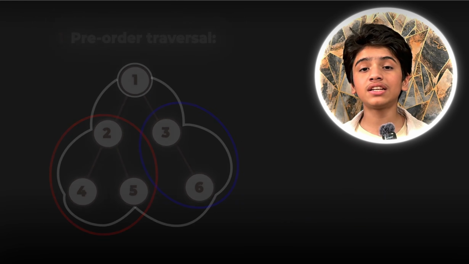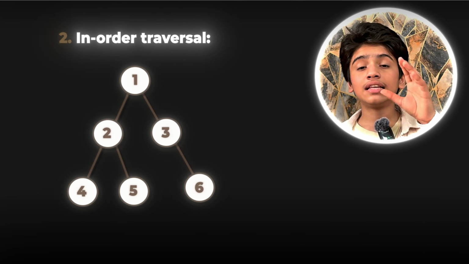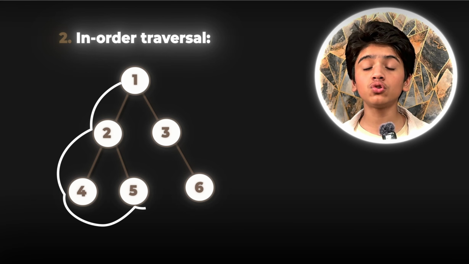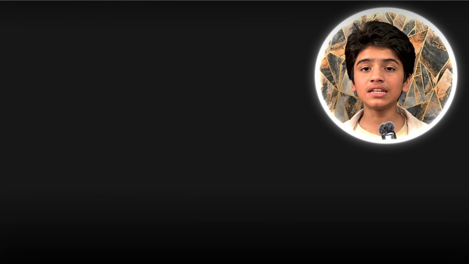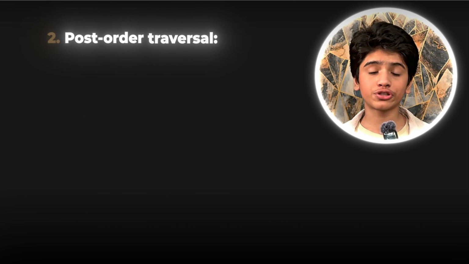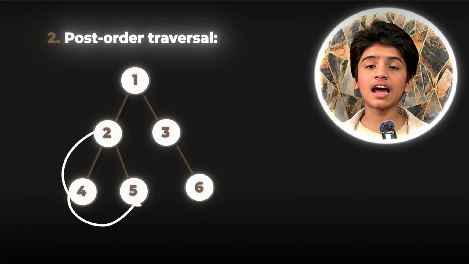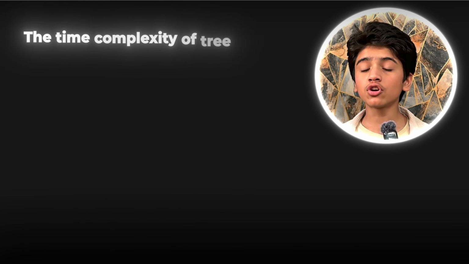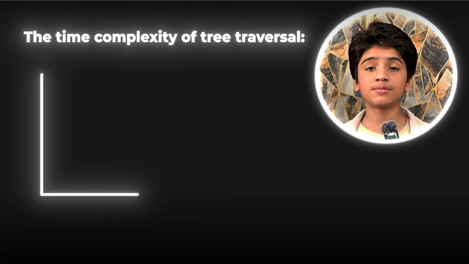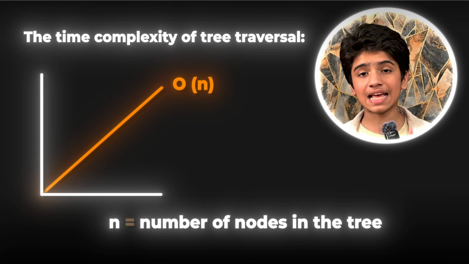The second type of tree traversal is in-order traversal. In this, we first visit the left subtree, then we visit the root node, and finally we visit the right subtree. And the third main tree traversal method is post-order. In this, we first visit the left subtree, then the right subtree, and finally at the end we visit the root node. Now the time complexity of tree traversal is O(n), where n is the number of nodes inside our tree. This is because we visit each node exactly 1 time.